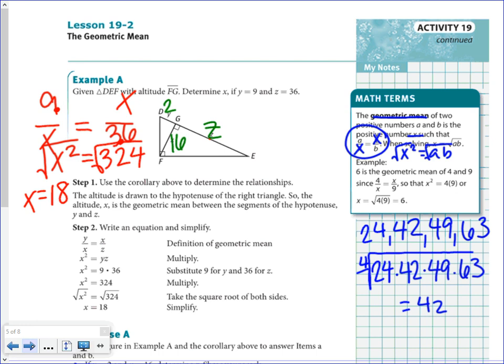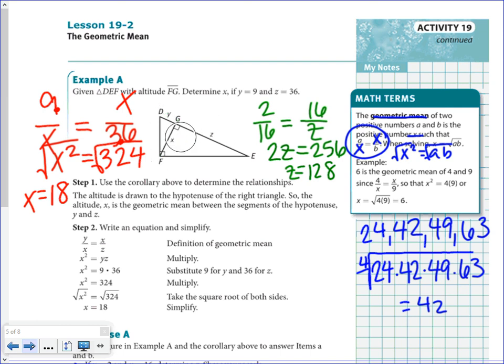So I know that my altitude is my geometric mean, so I can set up my ratios. 16 is my geometric mean, and it's the geometric mean of the two parts of the hypotenuse, which are 2 and z. And so I can cross multiply. 2z equals 256, and then divide by 2 to get 128. So that'd be the length of z. Does it look like it's drawn to scale? No, that's okay. So that's how you could find that value.